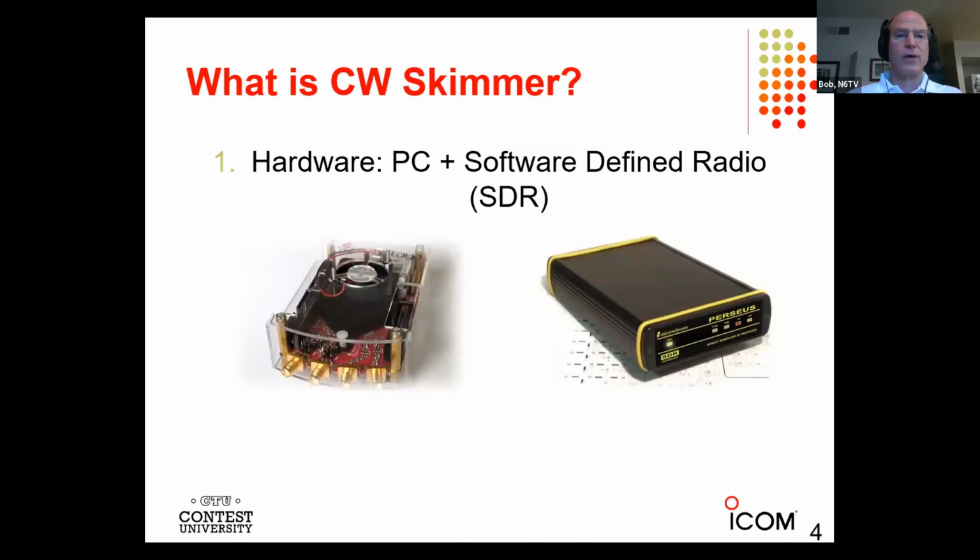So what is CW Skimmer? First of all, you need some pieces. The number one piece you need is a little bit of hardware. You need a PC and then a software-defined radio. In this image, the one on the left is one of the newest ones that can do multiband skimming, and that's called the RTTY. It's made in Slovenia, and that's their newest model. This is the oldest one that I still use, the Perseus. This one just covers one band. This one can cover up to 16 and skim them all simultaneously.